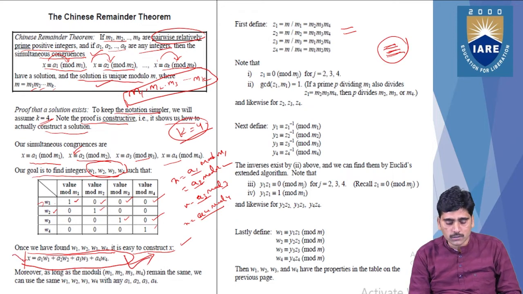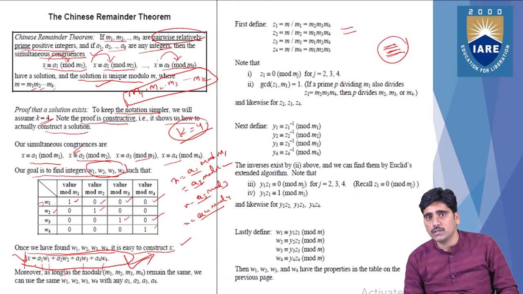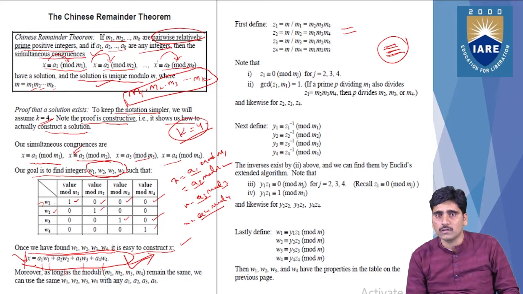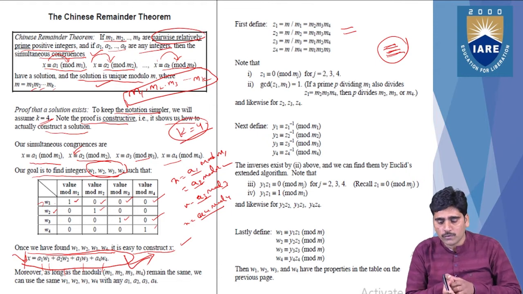So X is called the unique solution for all the simultaneous congruences A1 W1, A2 W2, A3 W3, A4 W4. X is the unique solution for all these simultaneous congruences, right? So now how can we substitute and how can we find the W1 values? We'll see in the session.